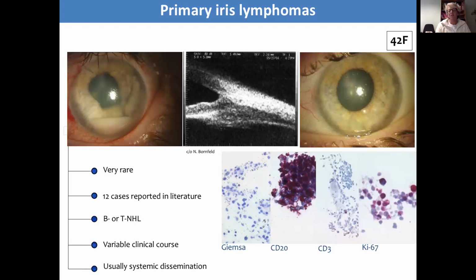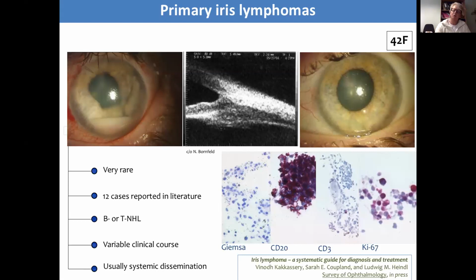Just to mention that very recently, I've collaborated with Vinod Kakaseri and Professor Ludwig Heindl in Bonn. And this paper, where we've suggested guidelines for the diagnosis and treatment of iris lymphomas, you can find in Survey of Ophthalmology, and hopefully this will be published soon.